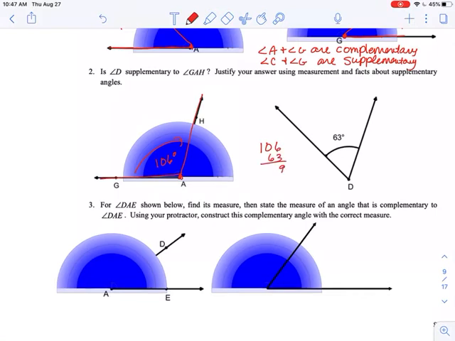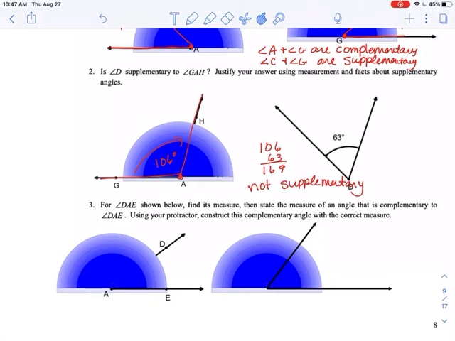Now if I add 106 and 63, I get 169. So are they supplementary? No, they are not supplementary. Supplementary angles have to add up to 180, and these add up to 169.